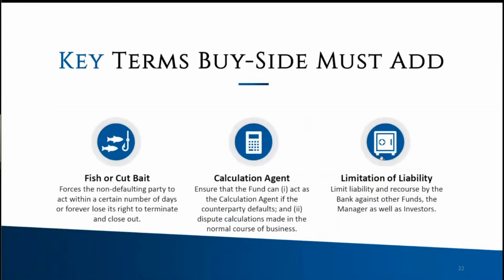Finally, some of the key terms that the buy side must add into the agreement. So these are things that you will not get, they will not be appearing in the document. You need to add them in. First one is the Fisher cut bait provision, or let's call it a deemed waiver.